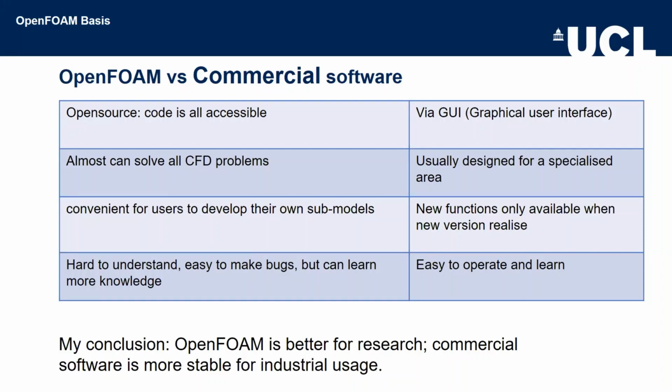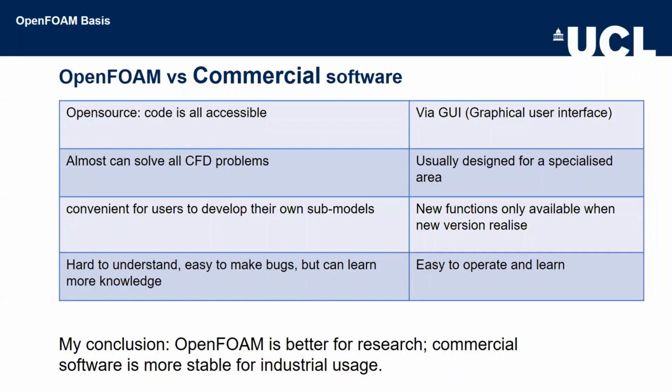Thirdly, OpenFOAM is convenient for users to develop their own submodels. This means that if there is a function that you need that does not exist in the OpenFOAM library, you can modify the source code yourself and add such a function. However, for commercial software, new functions are only available when a new software version is released.